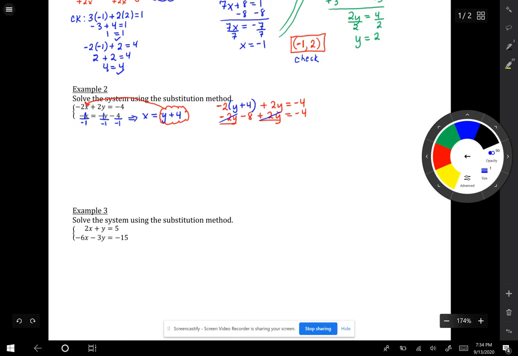So we're left with -8 is equal to -4. That is a false statement. We know the number -8 can never equal the number -4. So this is false, but that's not your solution. The solution is no solution because there is no intersection point. And you cannot check a no solution, so it works out great that we're done with this problem.